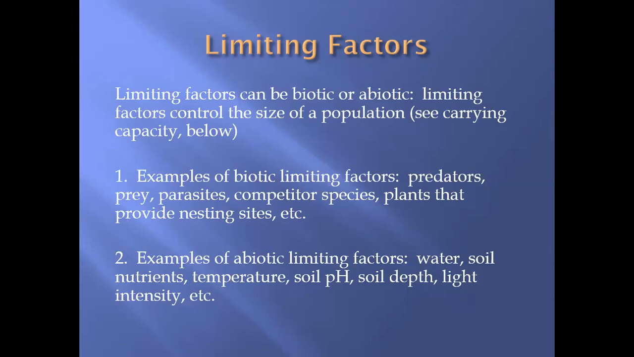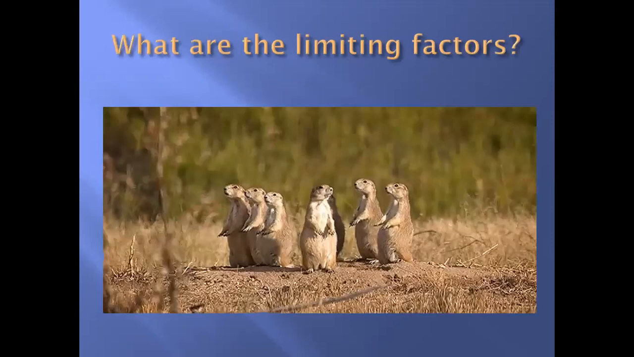Abiotic limiting factors are going to be things like, is there enough water to support the population? Are the soil nutrients good enough to allow the types of plants that the species needs to grow? Is the temperature warm enough to support the population? Is the soil deep enough? For example, if it's a burrowing creature, is the soil good for burrowing into and making homes? And so all of those would be examples of abiotic limiting factors.